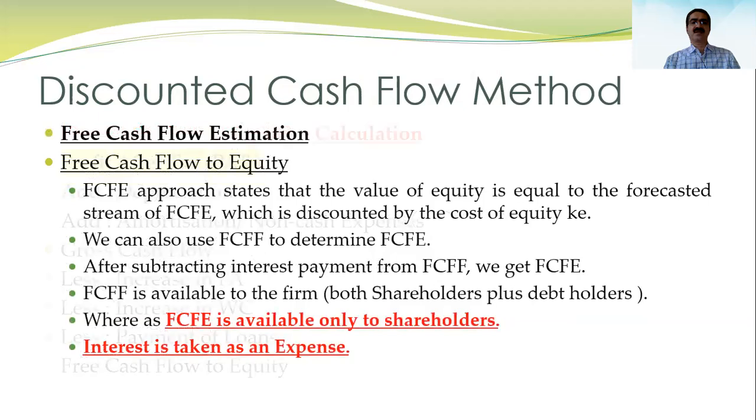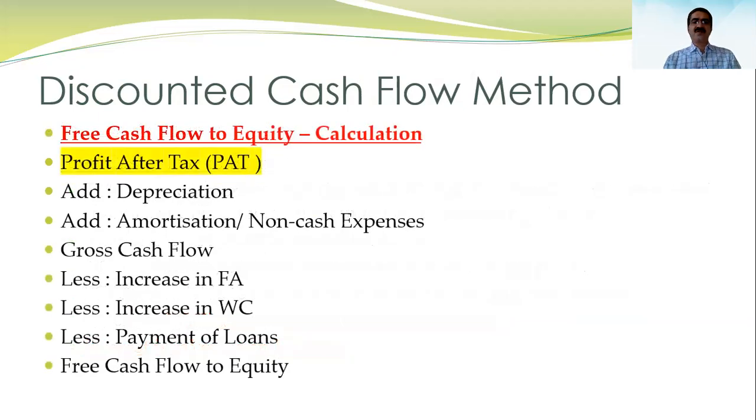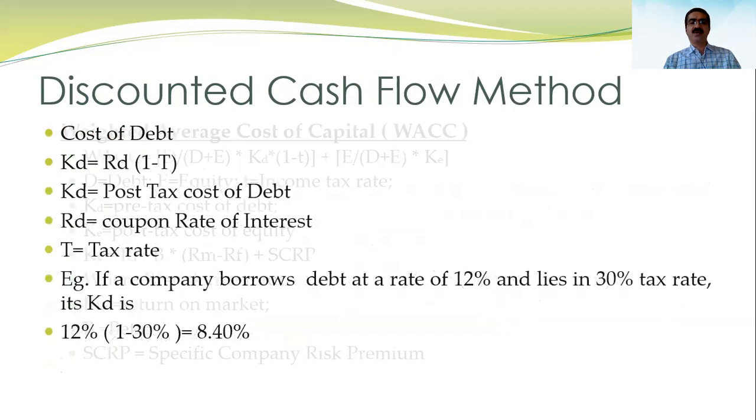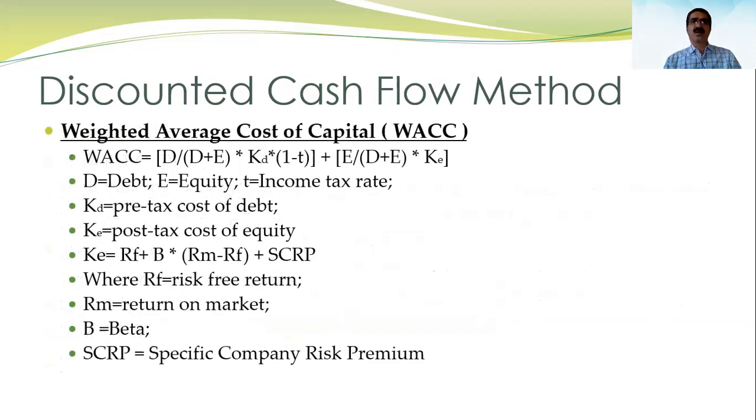Similarly, we have the FCFE, which can be calculated in two ways. We can start with the PAT, add back depreciation and amortization, and we get the gross cash flow. Out of this, we reduce the increase in fixed assets and working capital, and the repayment of loan. Then we get the FCFE. Another method is to reduce the amount of loan from the FCFF, and we get the FCFE.